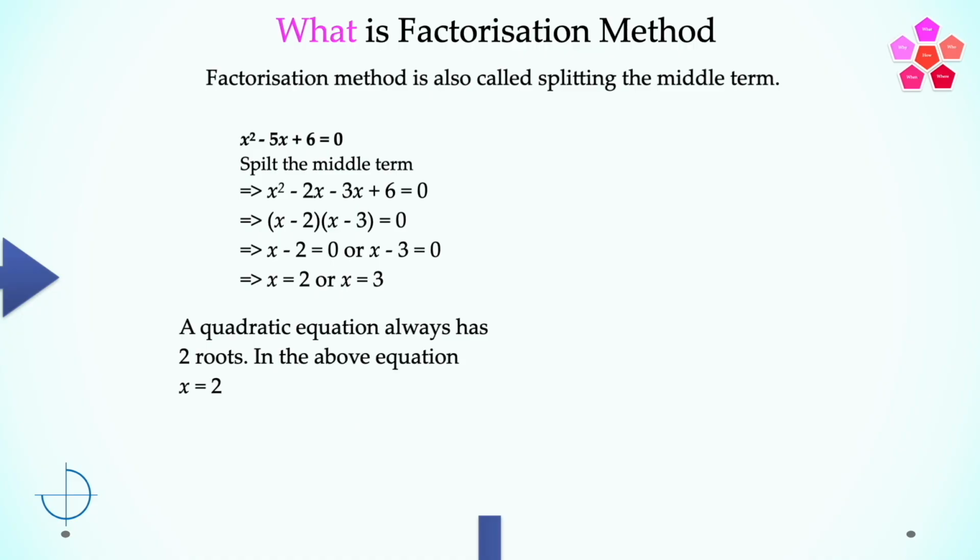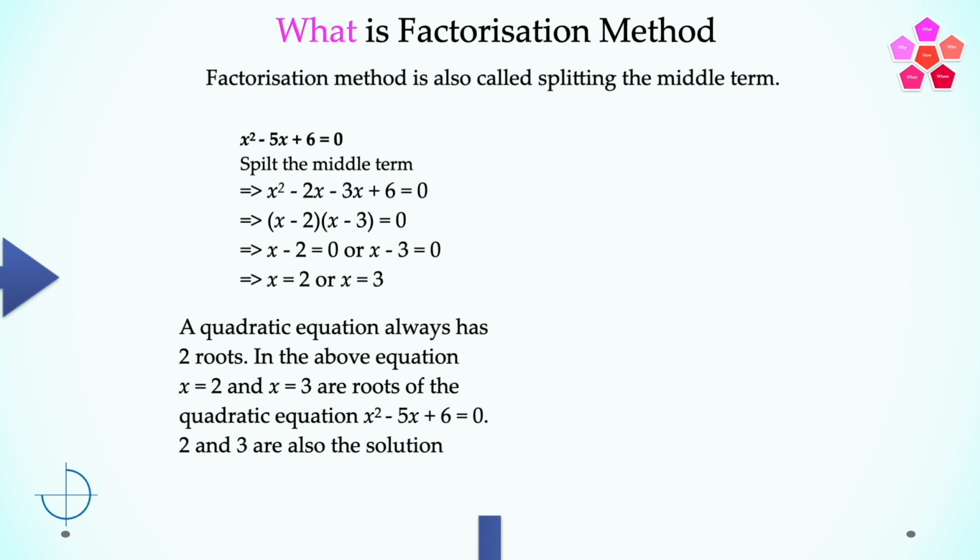x is equal to 2 and x is equal to 3 are the roots of the quadratic equation x squared minus 5x plus 6 is equal to 0. 2 and 3 are also the solutions for the quadratic equation. Let's take another example. 4x squared minus 4x plus 1 is equal to 0.